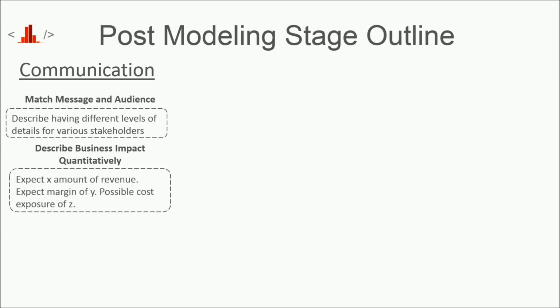It's going to maybe have a margin of Y, and maybe if everything goes wrong, you have a possible cost exposure here of all the resources and time that's been put into it. If you can really describe that in a good way, I think you're off to a really good start with being able to show that you can communicate properly.